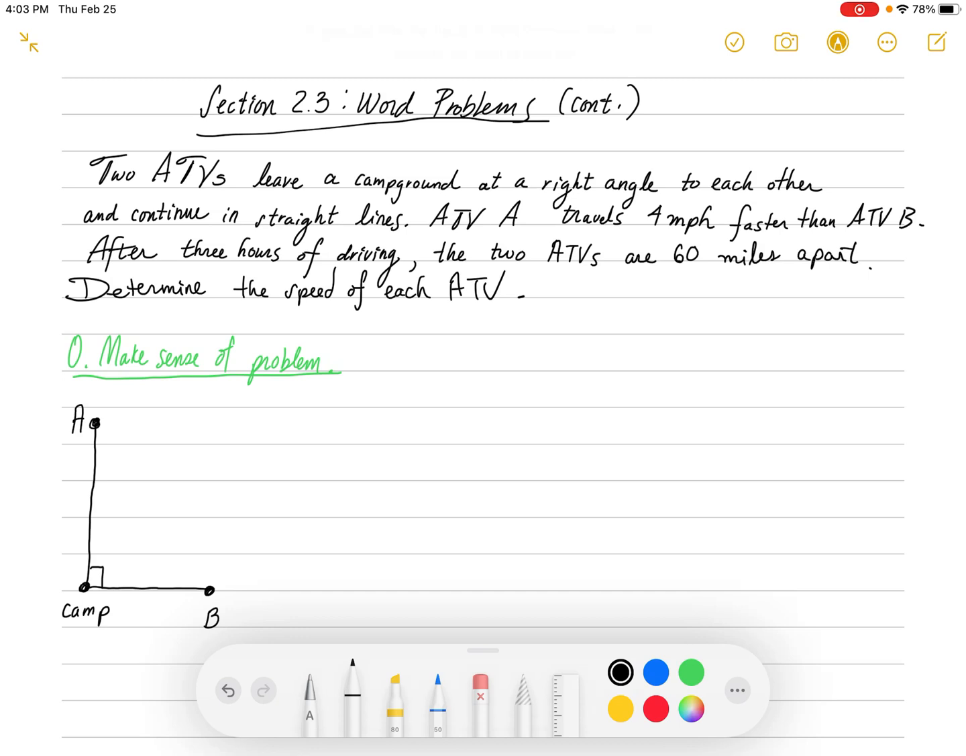So they leave the campground at a 90-degree angle to each other. They go in straight lines. So A is going faster, 4 miles per hour faster, than B. So after 3 hours of driving, this distance between them is going to be 60 miles. We want to find the speed of each. Okay, so this is a tough problem.